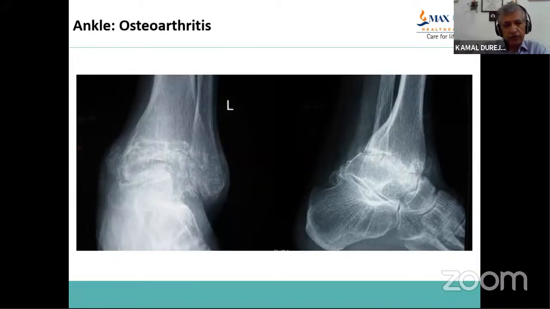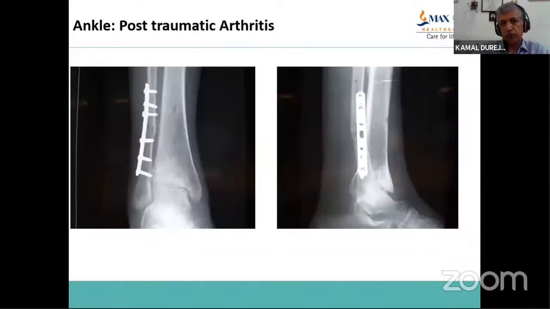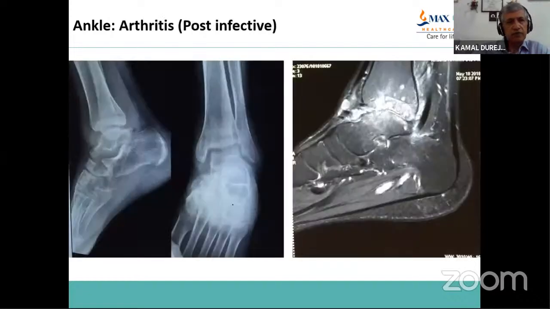Talking about a little bit of a non-traumatic condition, osteoarthritis of the ankle is easily diagnosed on the basis of reduction of joint space, presence of osteophytes, and irregular articular surfaces. Whether it is a post-traumatic degenerative arthritis, there also we'll find the same changes, except in the post-infective, which maintains the articular space for a long time before it goes out.